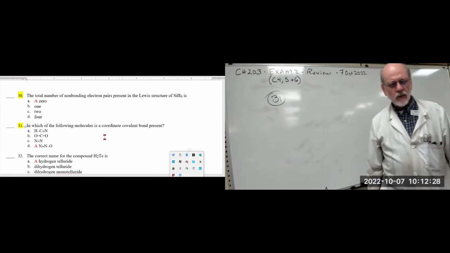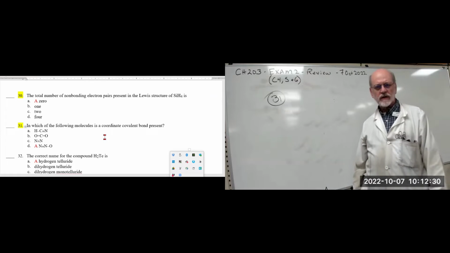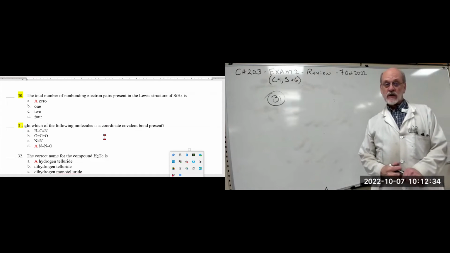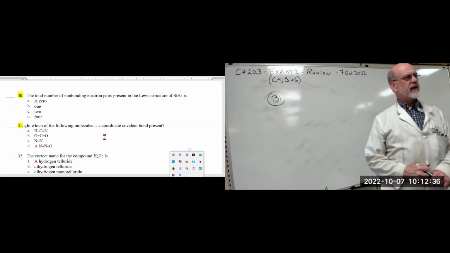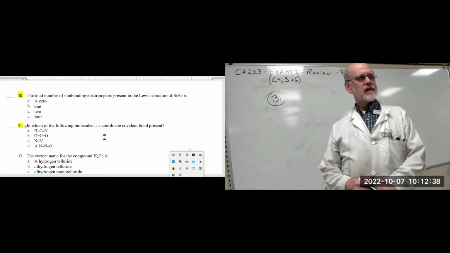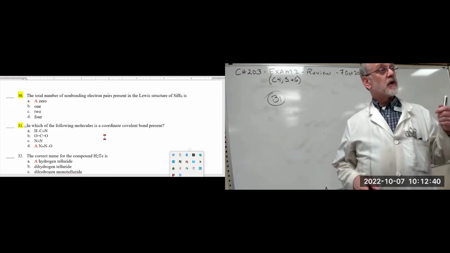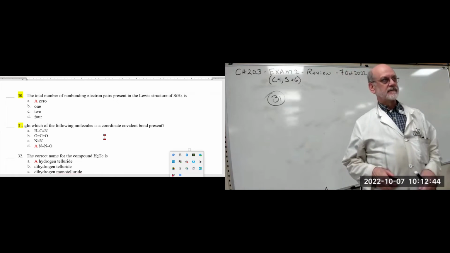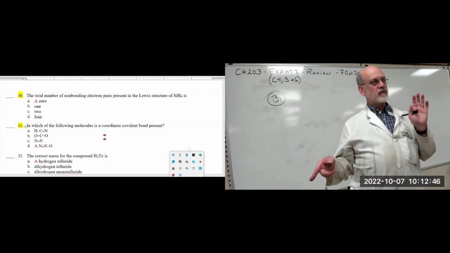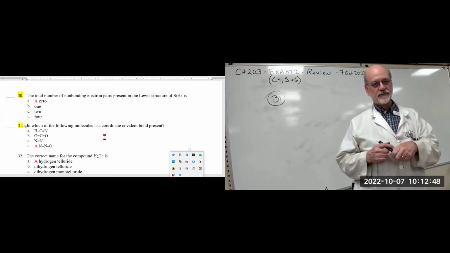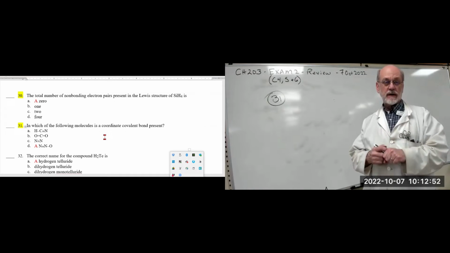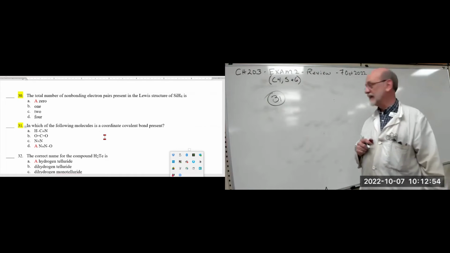Let's see. In which of the following molecules is a coordinate covalent bond present? Okay. Remember what a coordinate covalent is? It's a bond where the 2 electrons that are shared come from one side. You don't get 1 electron from one side and 1 from the other. All right. So let's see.